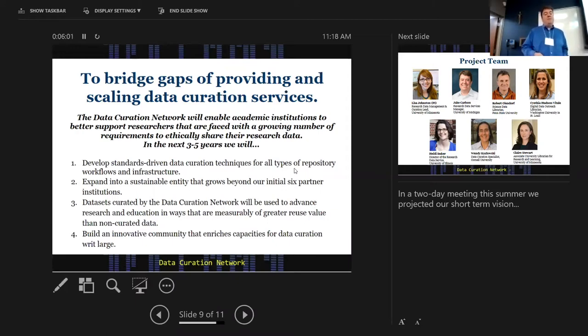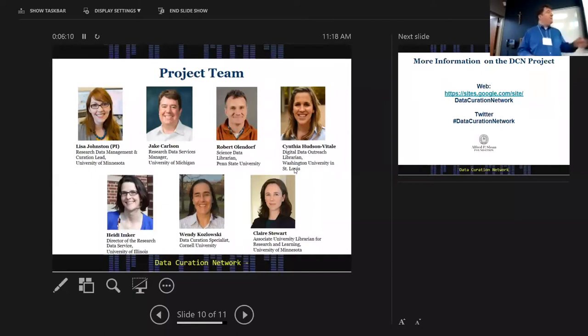And then finally, we really want to build an innovative community. We really want this to take root in libraries and other places to advance the cause of open data and open science. And so these are pictures of our project team. We're being led by Lisa Johnston, University of Minnesota. Michigan's a participant, Penn State, Washington St. Louis, University of Illinois, Cornell are all members. But again, we're looking to expand once we get our implementation grant up and going.